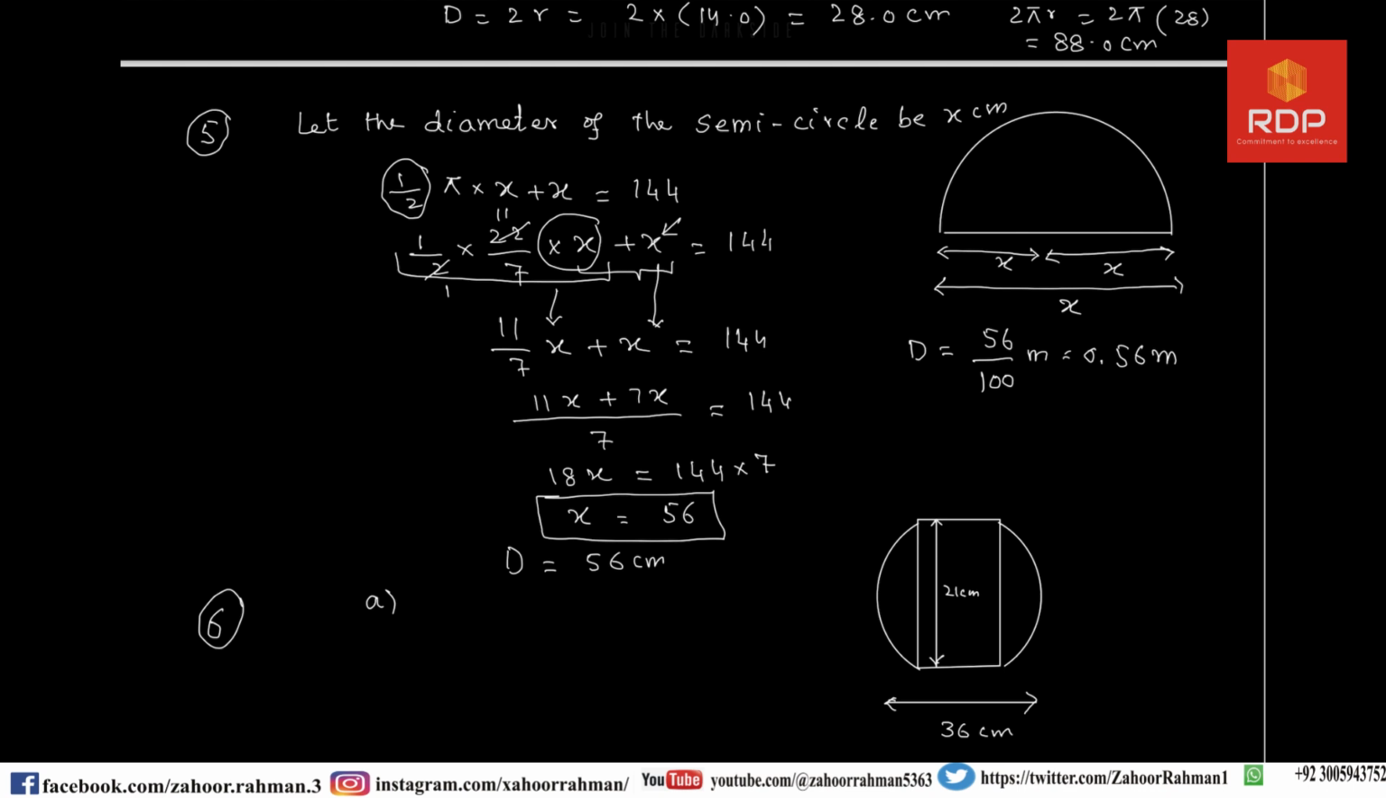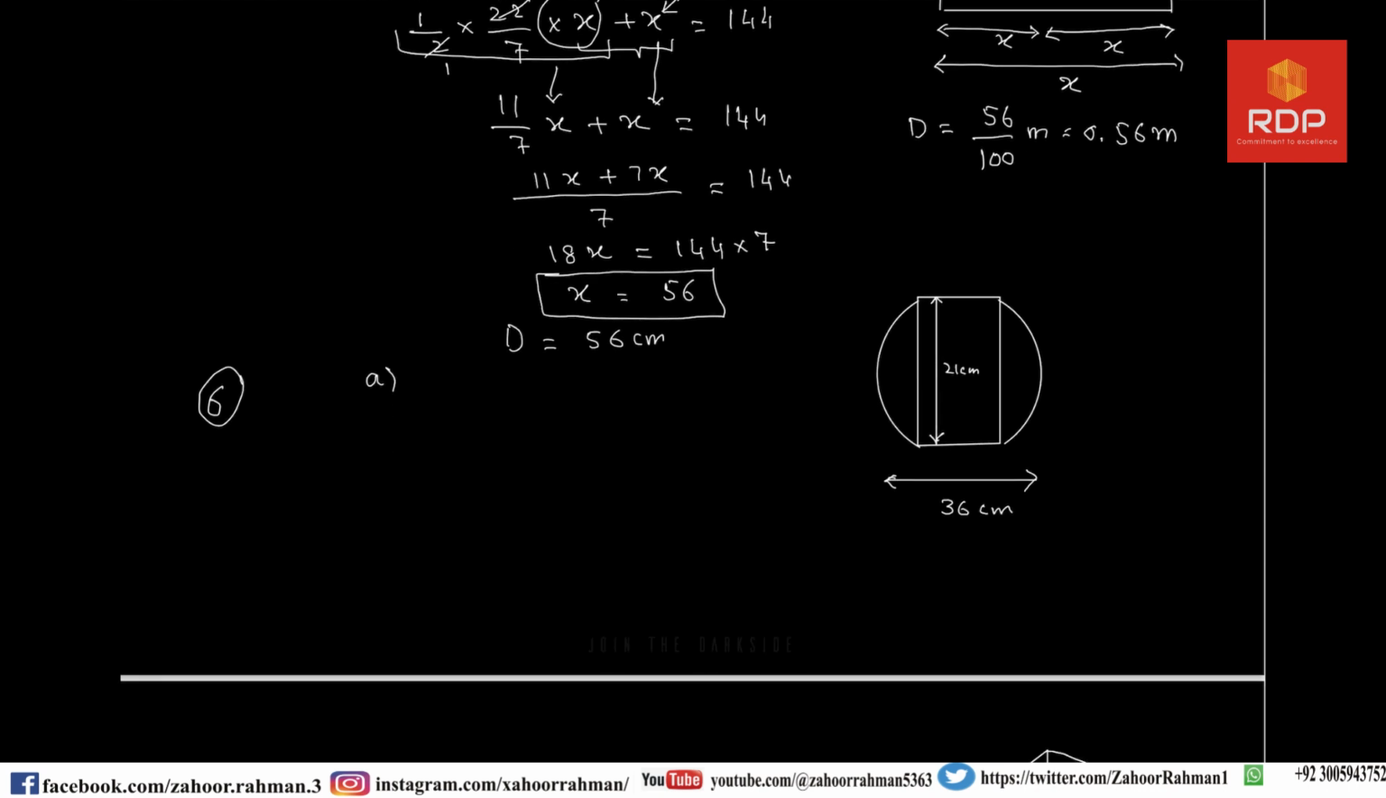Next question is question number 6, in which there are 3 parts. The first part question I roughly drew it. The dimensions are given. So let us first find, they are saying that find the perimeter and area. So number 1 part is the perimeter.